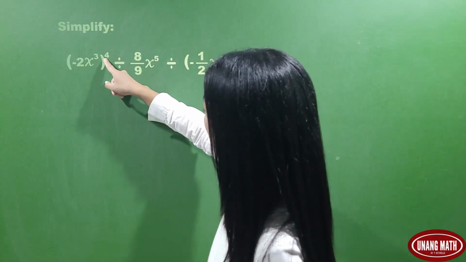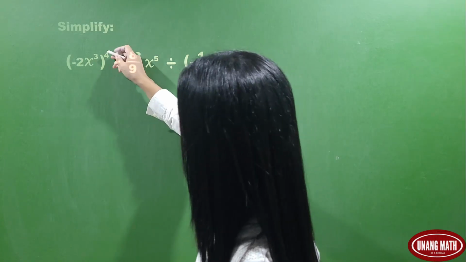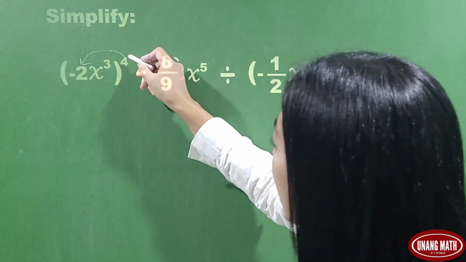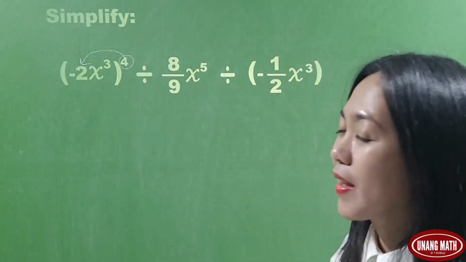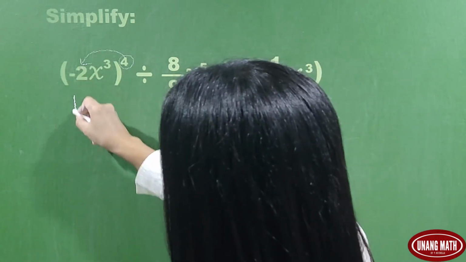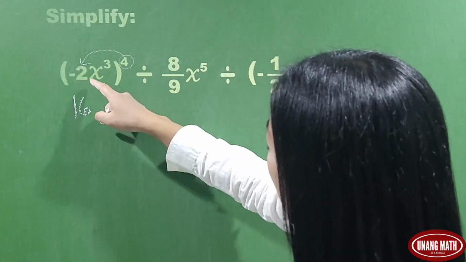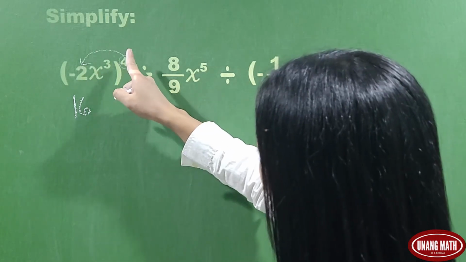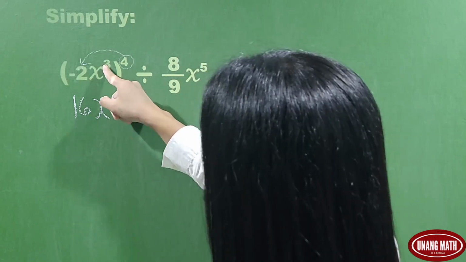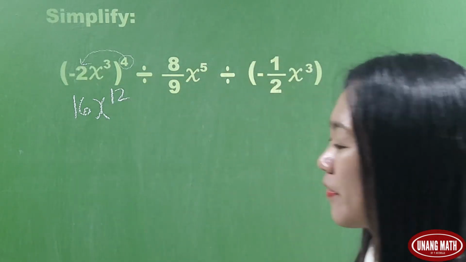Since we have an exponent here outside the parenthesis, this is negative 2 raised to the power of 4. The exponent is an even number, so that means the value is positive. So this is positive 16. Okay, what about x raised to the power of 3 to the power of 4? So this is now x raised to the power of 12.